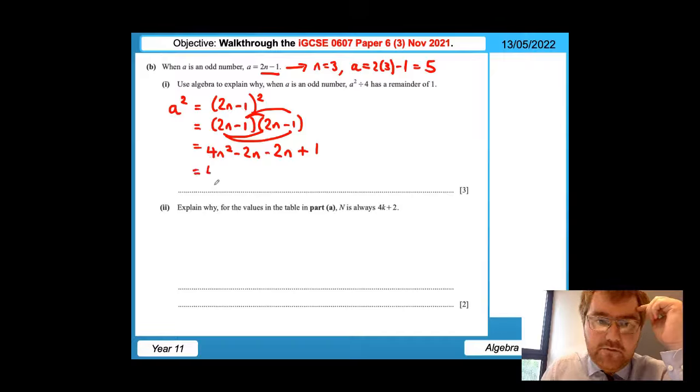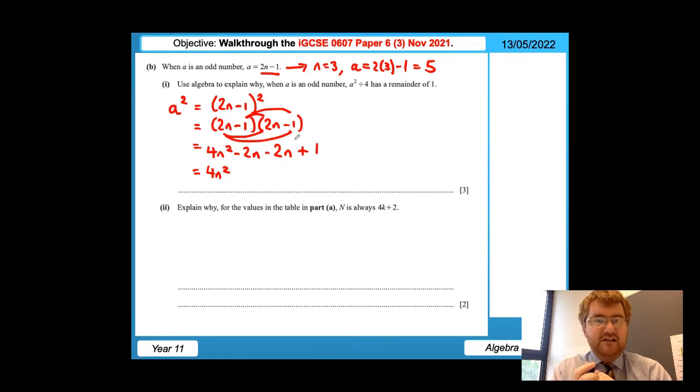So notice the middle terms are the same kind of term. So minus 2n minus 2n. So it's minus 2 degrees. It gets 2 degrees colder. It's going to be minus 4n plus 1.